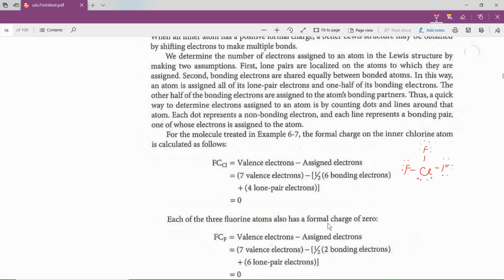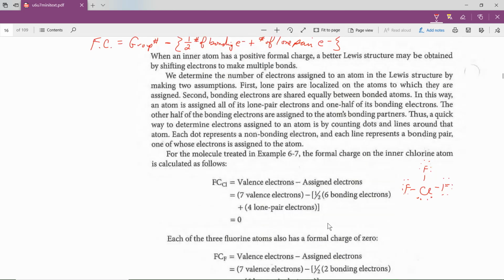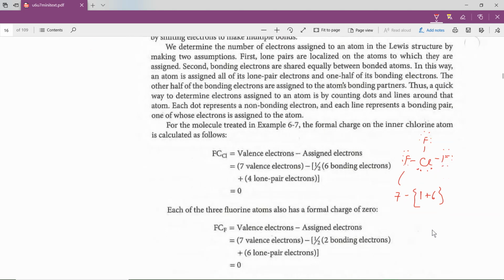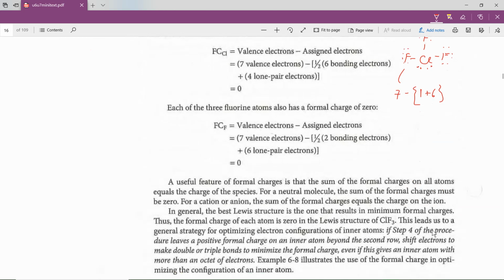Now for the fluorine, each fluorine is going to be 7, that's the group number, minus a half of 2, so that's 1, plus 6. So that's also 0, so this has to be the best answer. If I tried to make double bonds between the chlorine and fluorine, my formal charges wouldn't all be zeros.